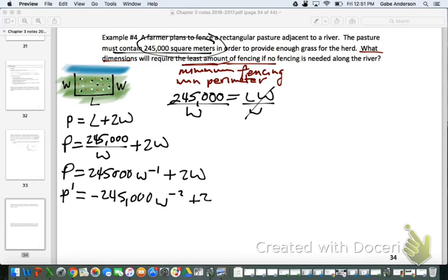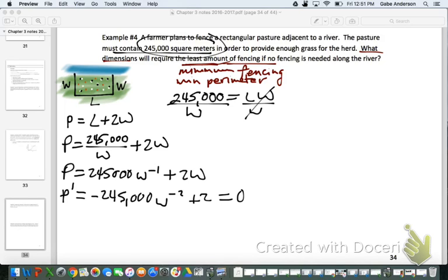Let's think about how that doesn't really make sense for our realistic domain. For him to have a width of 0, he's not going to have a pasture. It would just be a straight line of fencing, right? And so you're not going to really be able to contain any cows in there. So because this is a farmer in a pasture, I think W equals 0 is not a realistic candidate, right? So we ignore that and say P prime equals 0 should give us our only possibilities here.